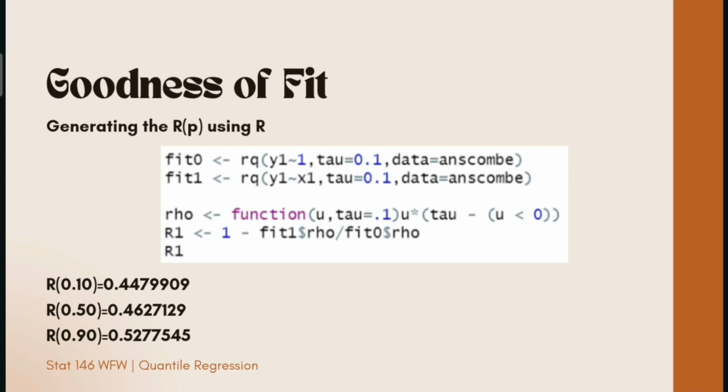For the 0.50th quantile, we got 0.4627129, which means that at 0.50th quantile, 46.27% of the variability in the y sub 1 can be explained by the x sub 1. And for the 0.90th quantile, we got 0.5277545, which means that at 0.90th quantile, 52.78% of the variability in the y sub 1 can be explained by x sub 1.